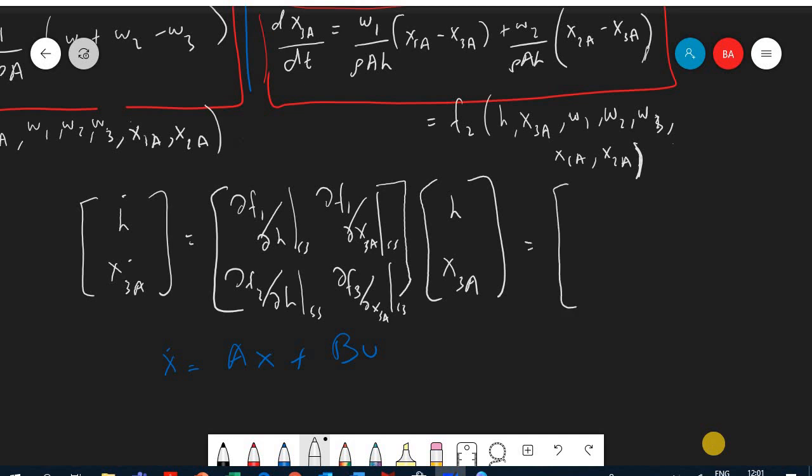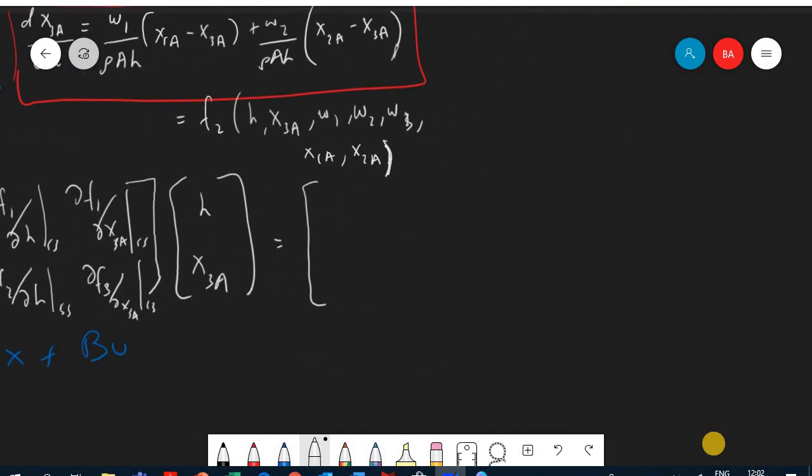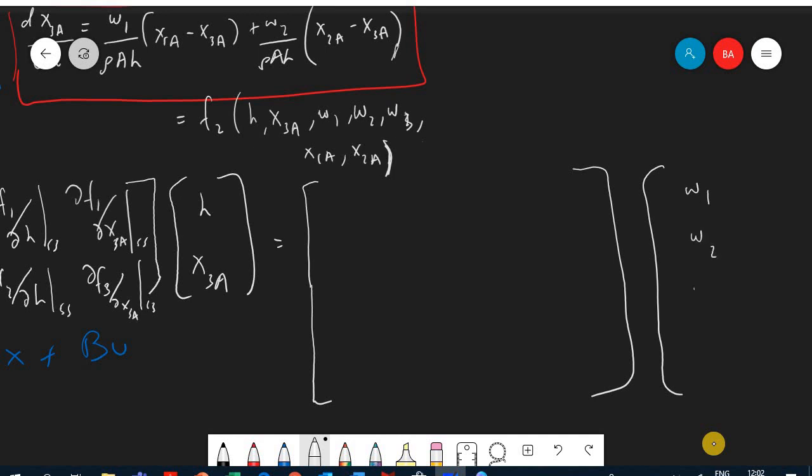You can zoom in. So plus B, and here, if you can recall, we have 5 inputs, so that is going to be a big matrix for us. What are the 5 inputs? If you can recall, we put them in order, and the order is important. So w1, w2, w3, x1a, and x2a. Okay, so this is my matrix here.